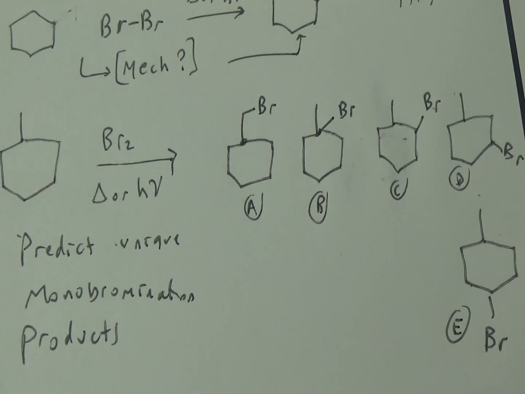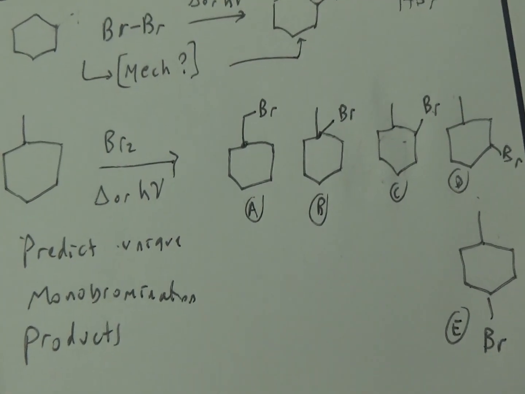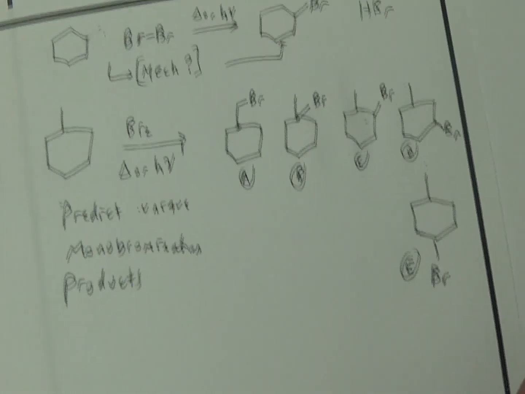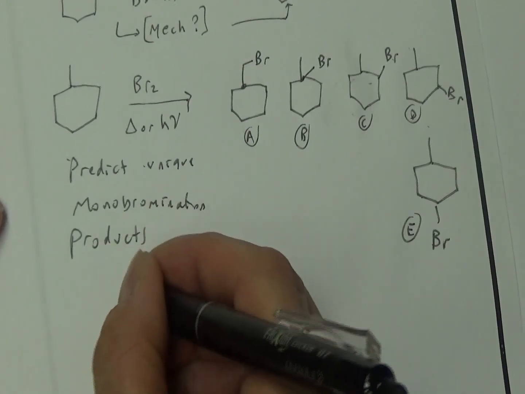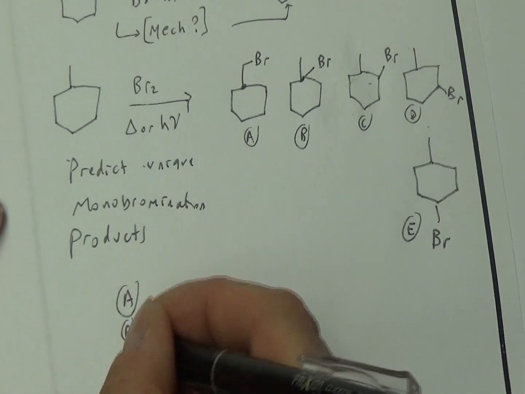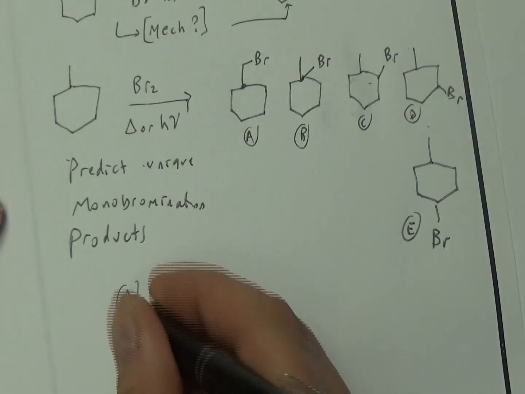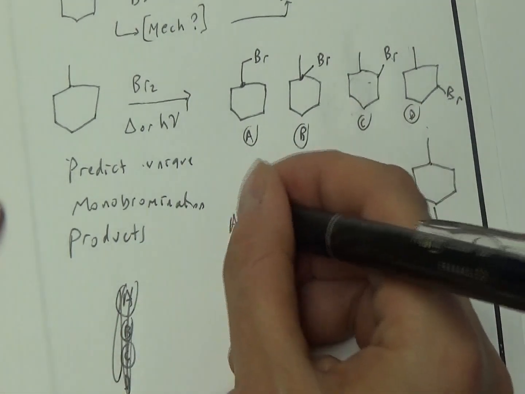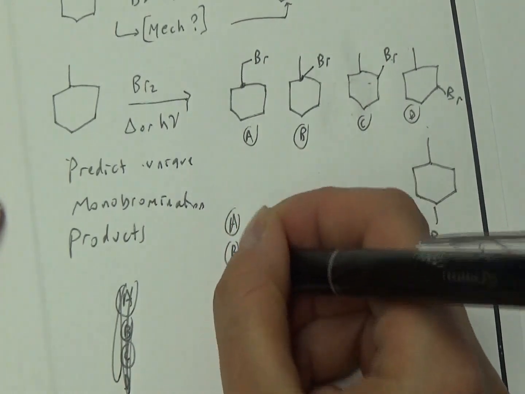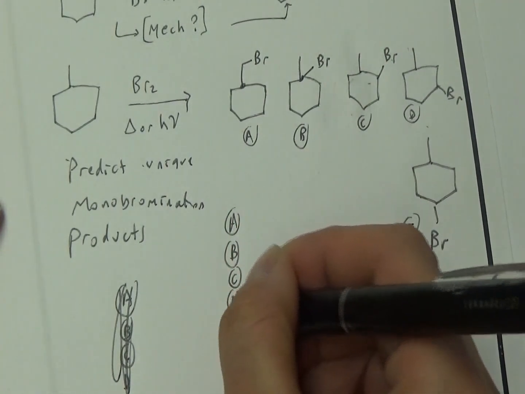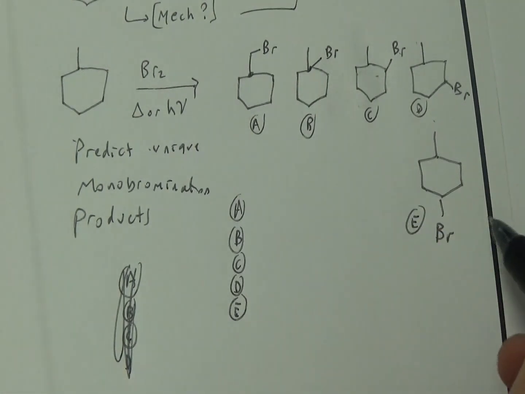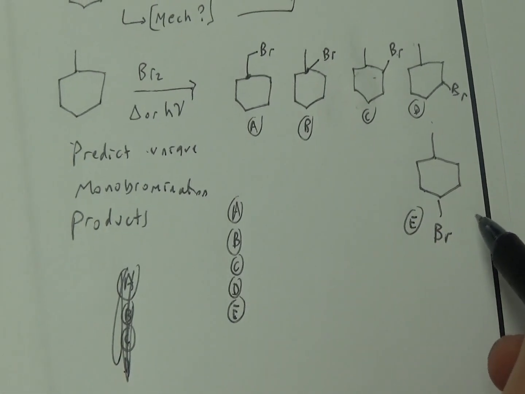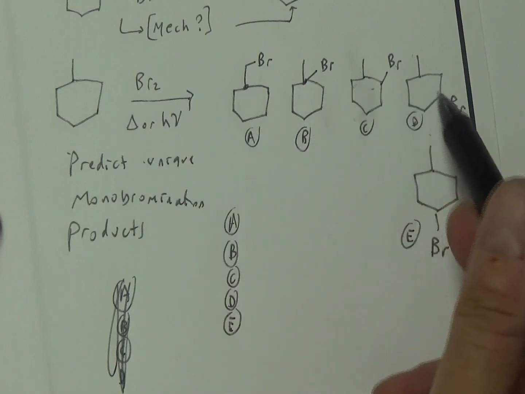Okay, we did the next part basically already in a different problem. We're going to do it again now. So I'm going to write A, B, C, D, and E over here. These are the different products, right? What we need to do is calculate which is the major one of these. Which is the major one?